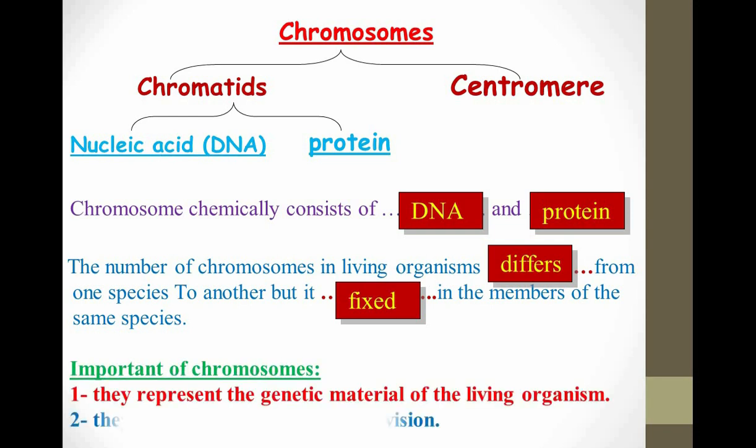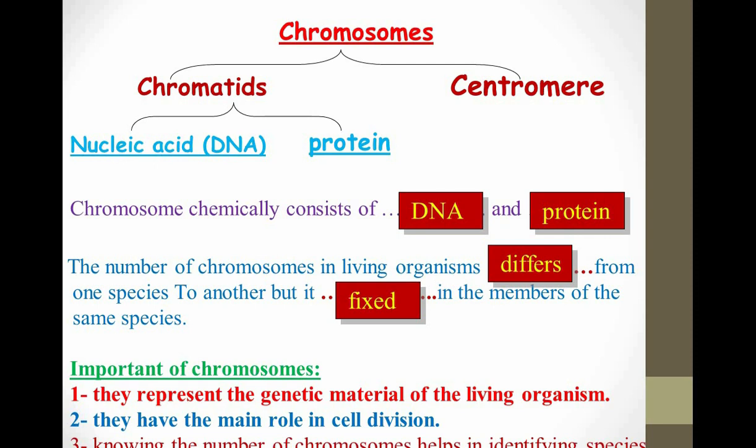Importance of chromosomes. Number 1, they represent the genetic material of living organisms. Number 2, they have the main role in cell division. Number 3, knowing the number of chromosomes helps in identifying species.